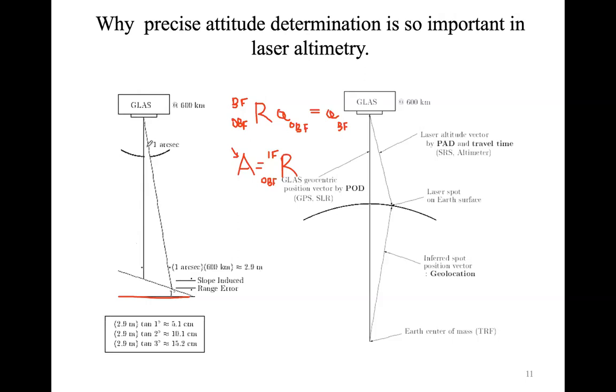To determine the amount of error induced by this attitude mismodeling, we have to determine the altitude of the spacecraft. So I thought it was about 600 kilometers. If you have an error of 1 arc second, and you multiply it by 600 kilometers, you have a horizontal error, this error here, of about 3 meters.